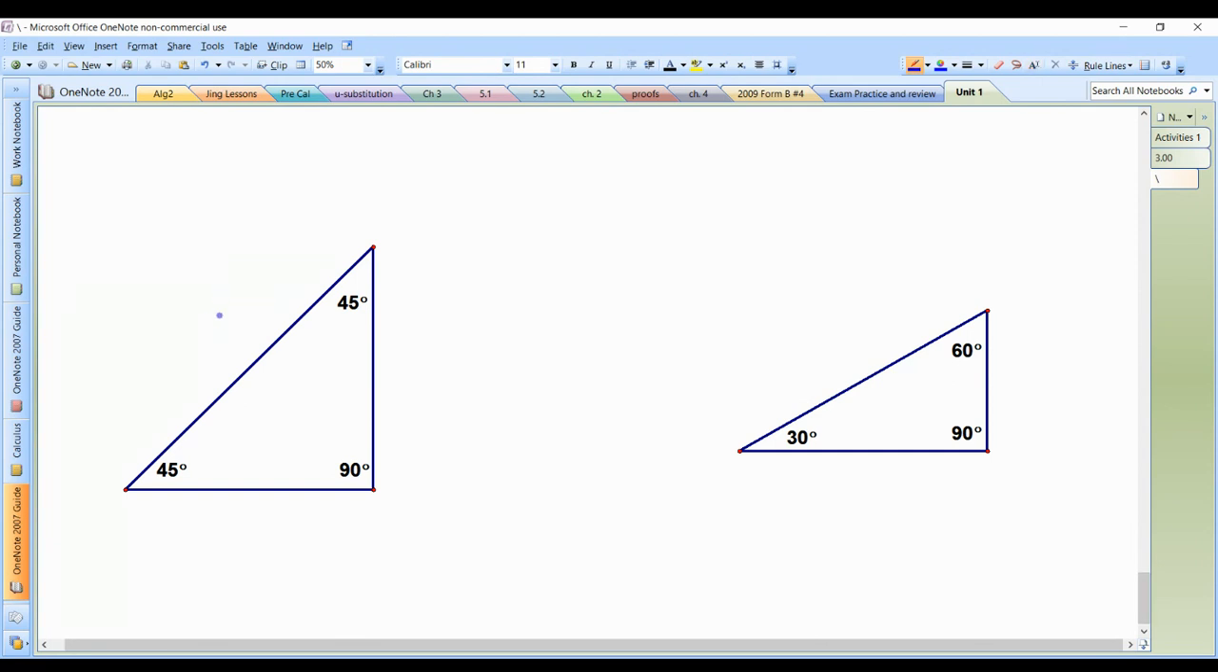Whatever the hypotenuse is, I'm just going to call this 1, because very often it's 1. If this is 1, and we did this in the previous video, it turns out that this length will be the square root of 2 over 2. And obviously this has to be the same.